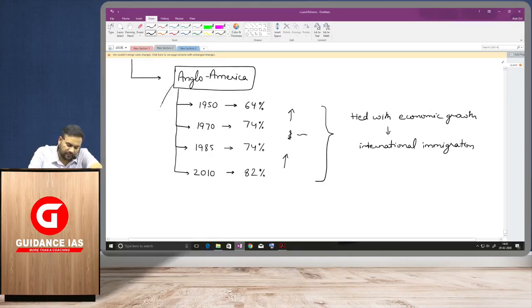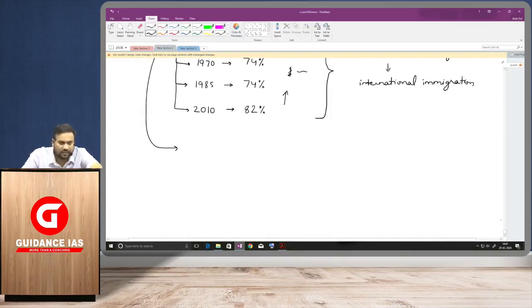Now you tell me, if I look into Anglo-America, can I say there are other aspects as well which we can talk about as a characteristic of urbanization of Anglo-America? You tell me which are the areas where urbanization is concentrated. Can I say urbanization of North America is highly concentrated in few pockets? If we look into these pockets, what are the main pockets?